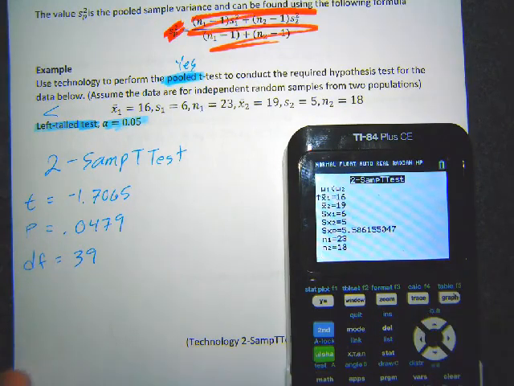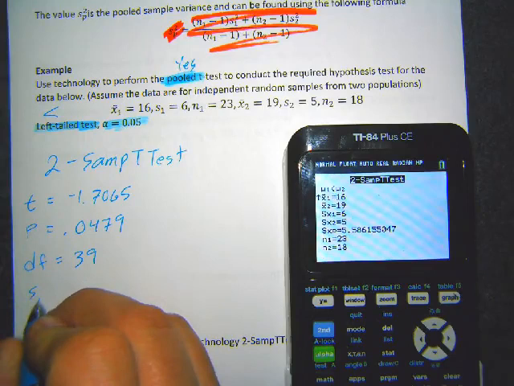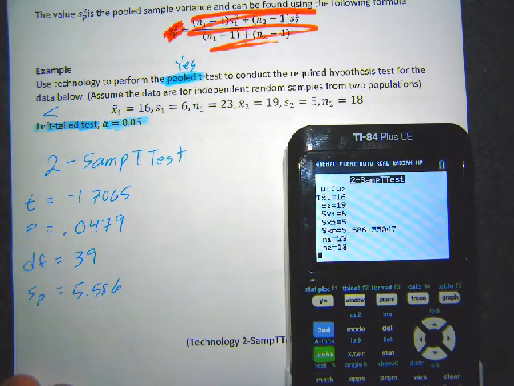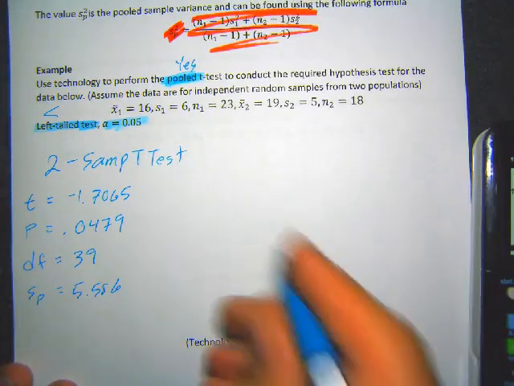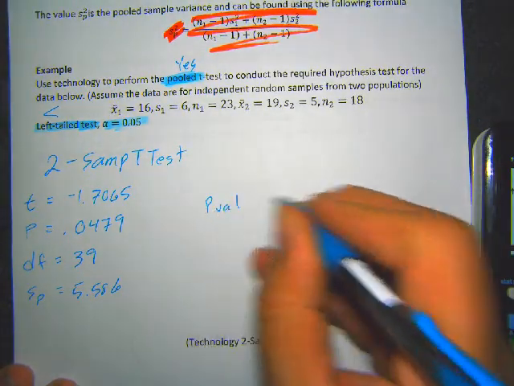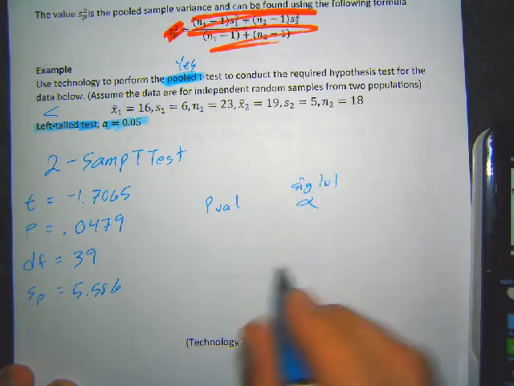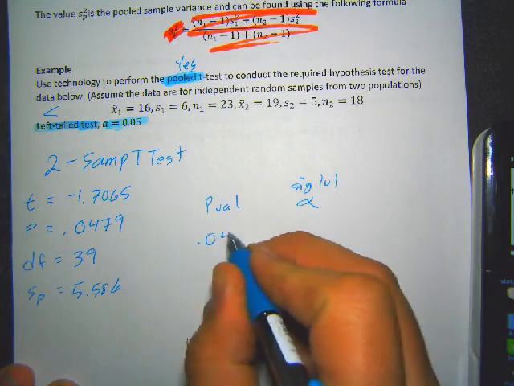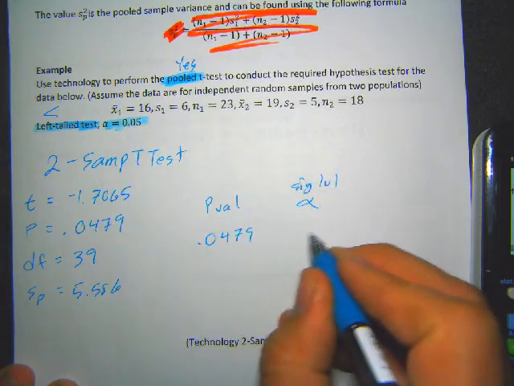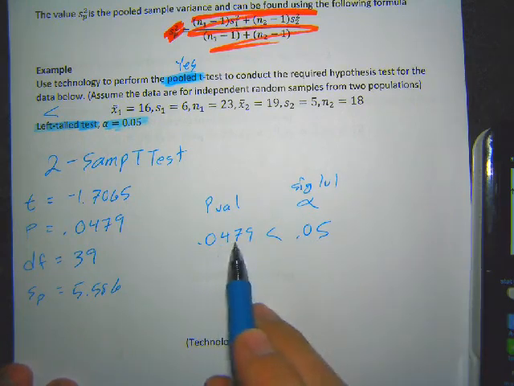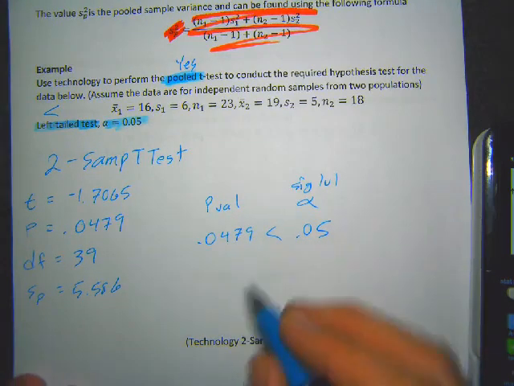So if you need the Sp, it does give it to you. It's 5.586. But for us, really all we need to do the hypothesis test is the p-value, because we always just compare the p-value with the alpha, or the significance level. So we just compare the p-value of 0.0479 with the alpha of 0.05 and say that it is less, right? 0.0479 is less than 0.05, and so we reject the null.